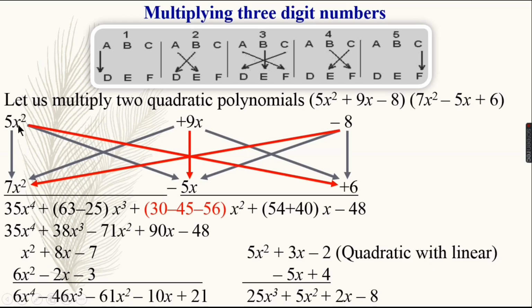So we start from the left hand side, we vertically multiply. So 7 into 5 is 35, and x square into x square is x4. Then we cross multiply this. So 7 into 9 is 63 plus, and 5 into 5 is 25 with minus sign here. So minus 25, and x square into x is x cube. Then the next one we are getting, cross multiply the extreme values.